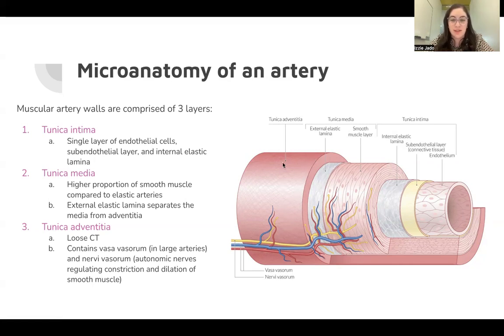The tunica adventitia, or outermost layer, is primarily comprised of loose connective tissue, and you can kind of see these striations here on the image that I think are trying to depict that. And a unique thing about this layer is primarily it has the vasa vasorum, which is a blood supply in large arteries, and it has the nervi vasorum, which is autonomic nerves that help with that smooth muscle dilation and constriction.